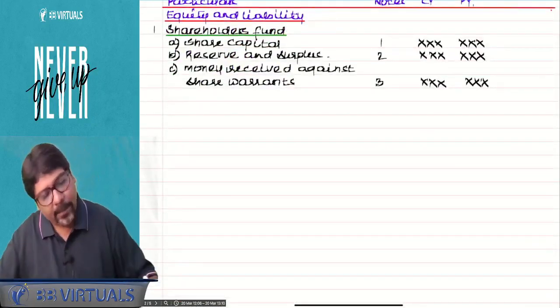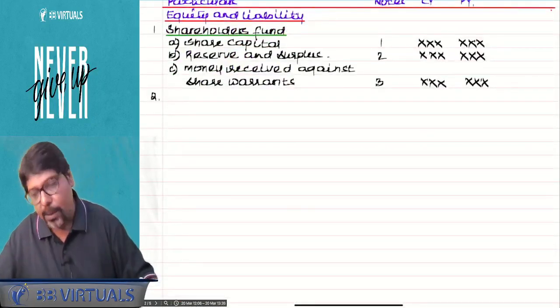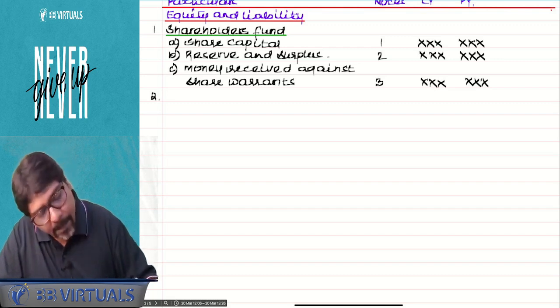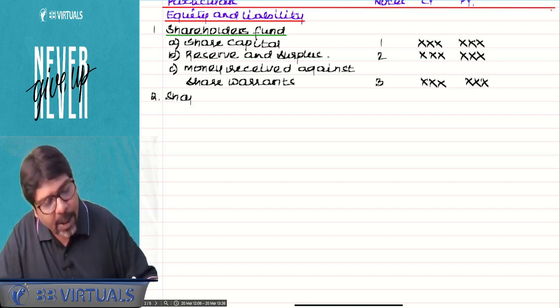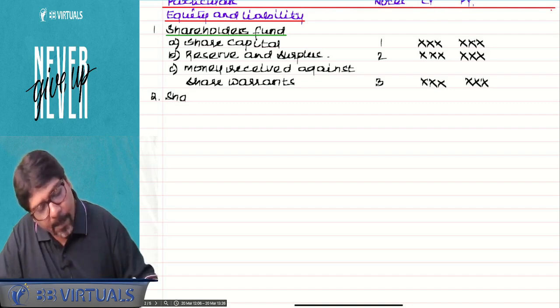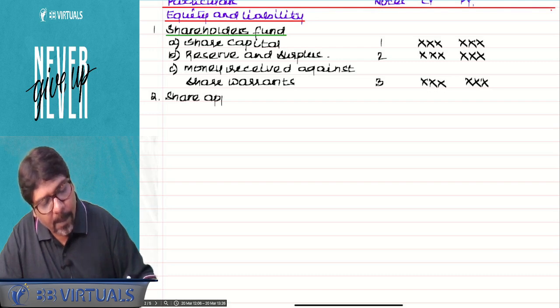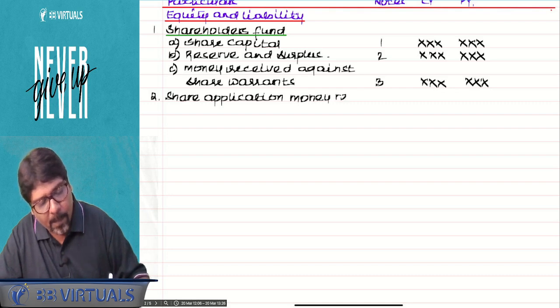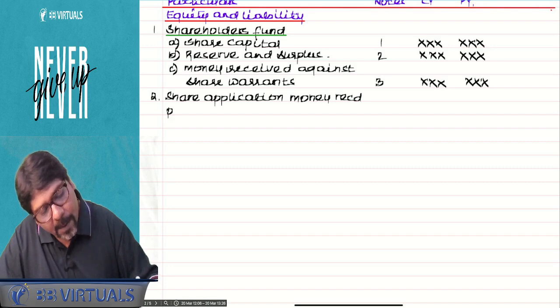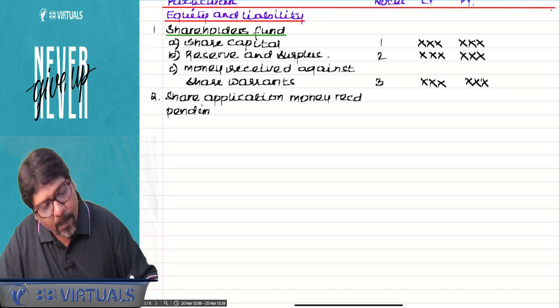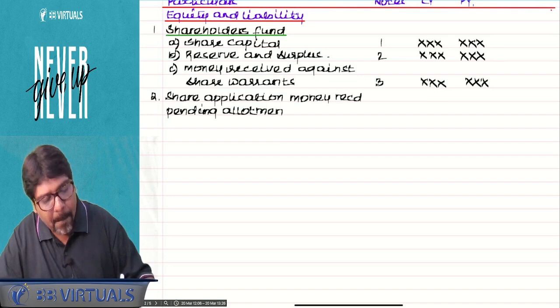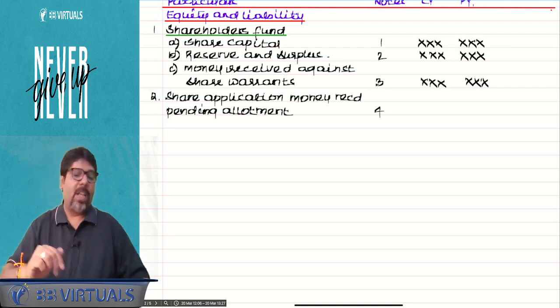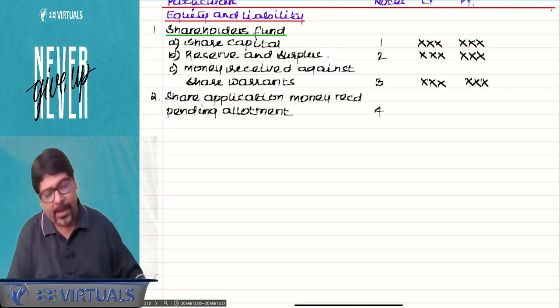Now, number two. Share application received. Share application money received pending allotment.